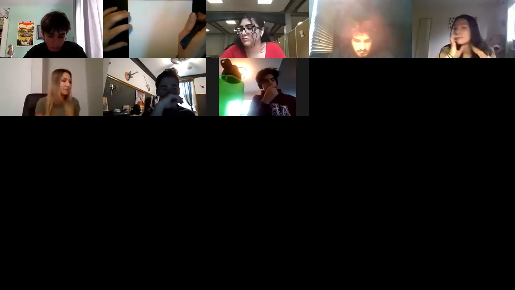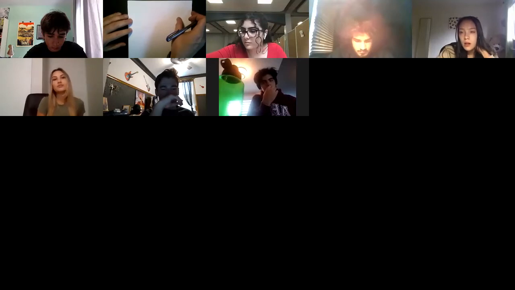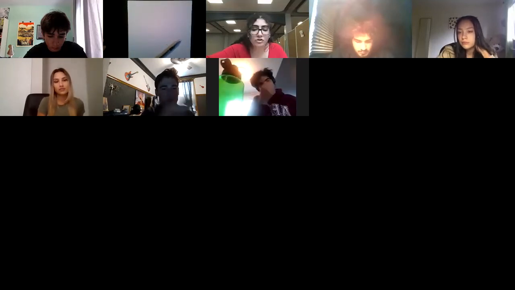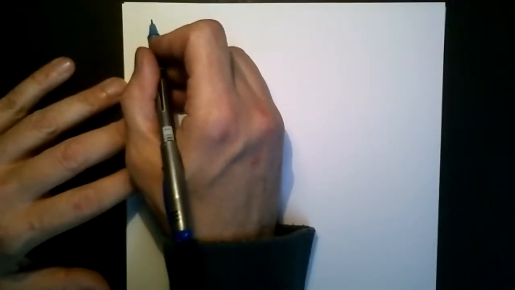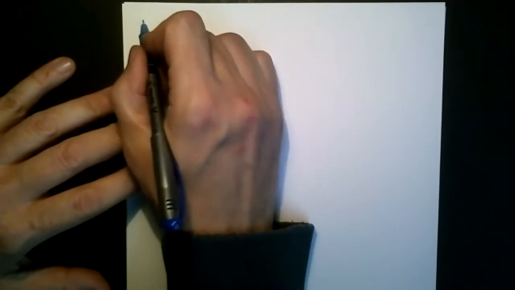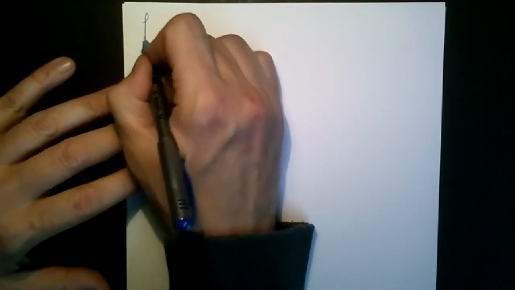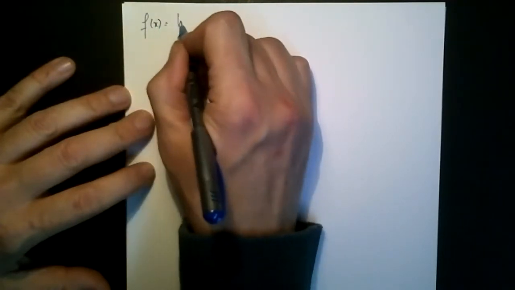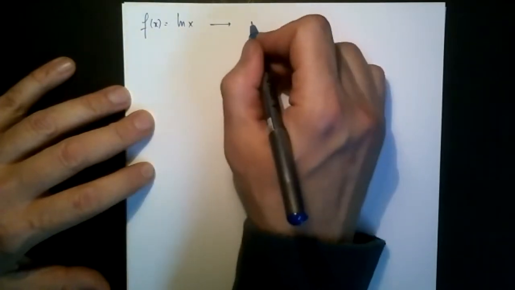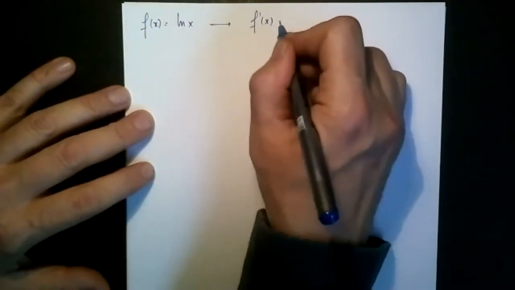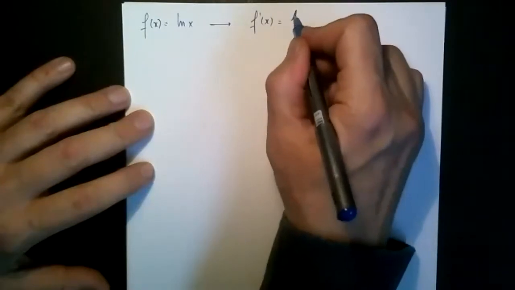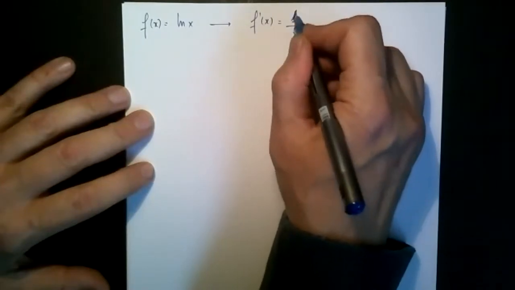All right, so just a reminder of what we did last class. I just stated that if f of x is equal to the ln of x, then the derivative is equal to 1 over x.